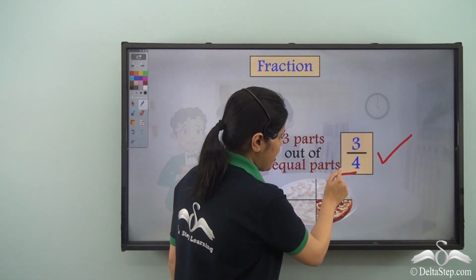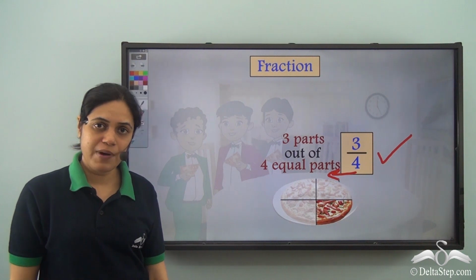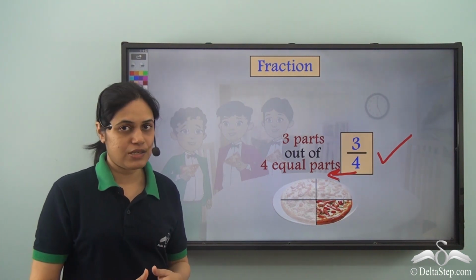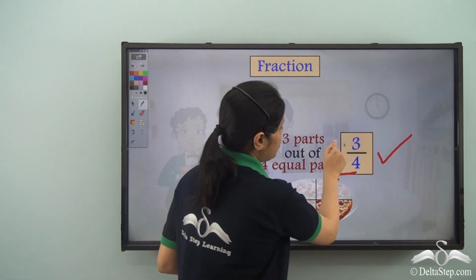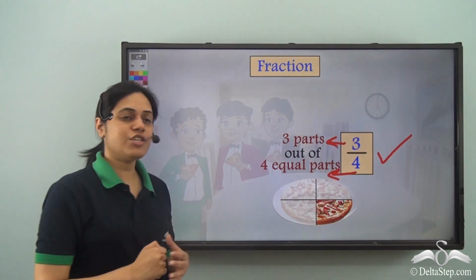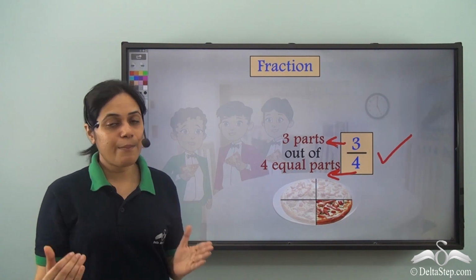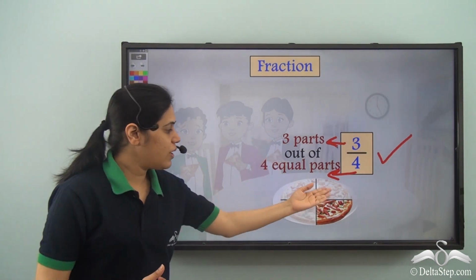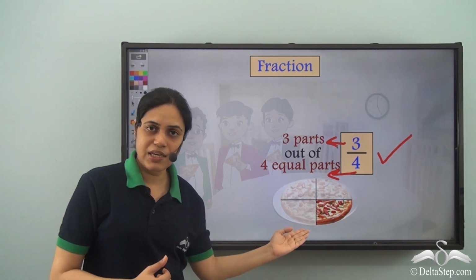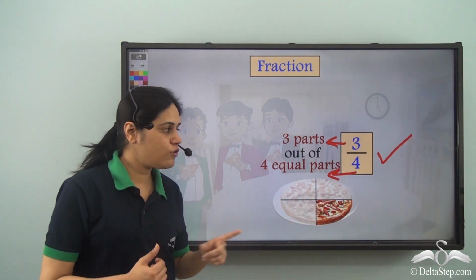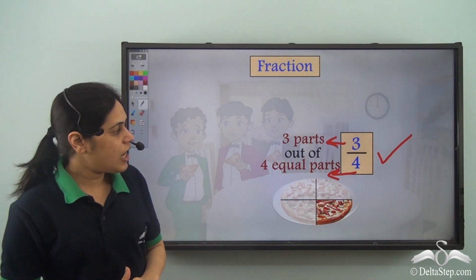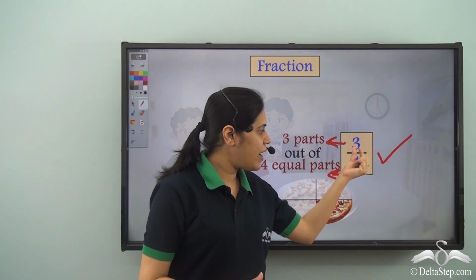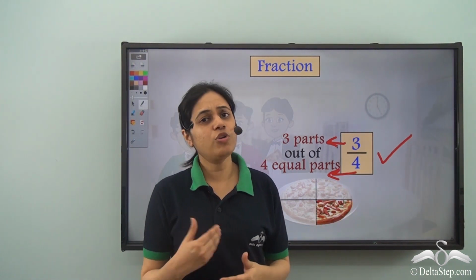So 4 represents the total number of equal parts it is divided into. And 3, the number written on top, represents the number of parts we are talking about. So we are talking about the amount of pizza taken, that is 3 out of 4 equal parts. Now, what are these numbers called? The top part, the bottom part, what do we call them?